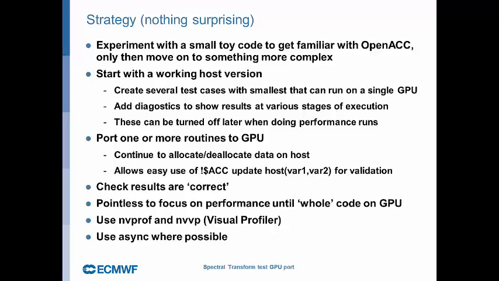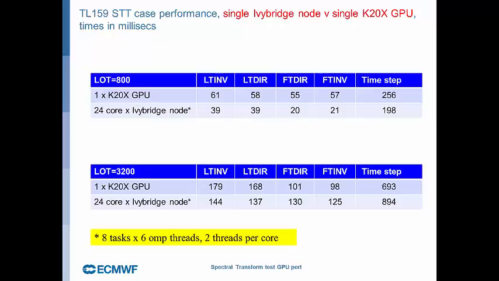Always check the results are correct. You know, there's always a question of what are the correct results. And as has been said, it's pointless to focus on performance until the whole code is on the GPU. That should be obvious, because of the copies. Use NVProf and NVVP. Well, I did that rather late into the day, and use async where possible. All the things that we've covered in this class. Well, here's an example of a small code, and I wanted to show a case where we're running through all the computationally intensive parts of the code and the cost of the time step in total.